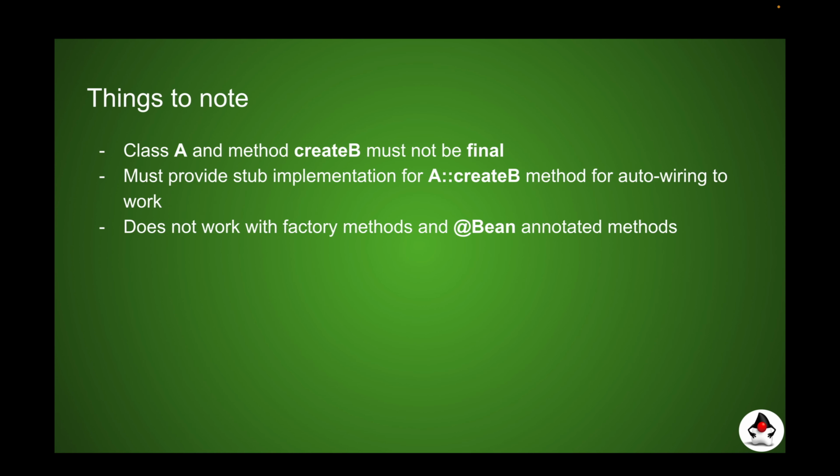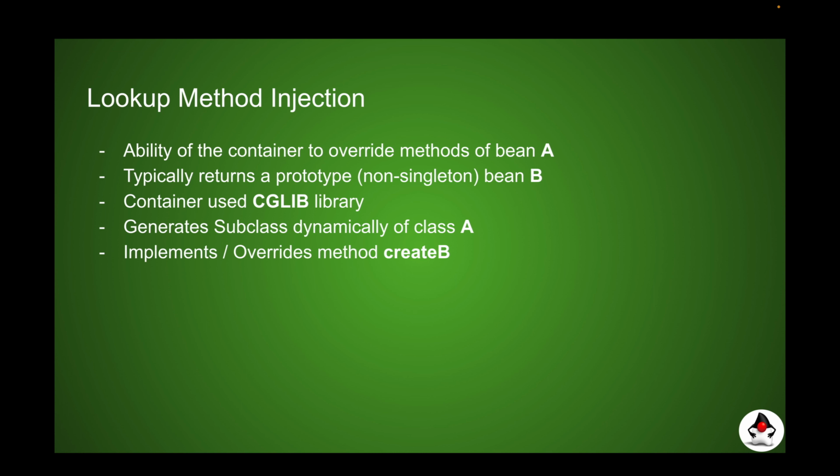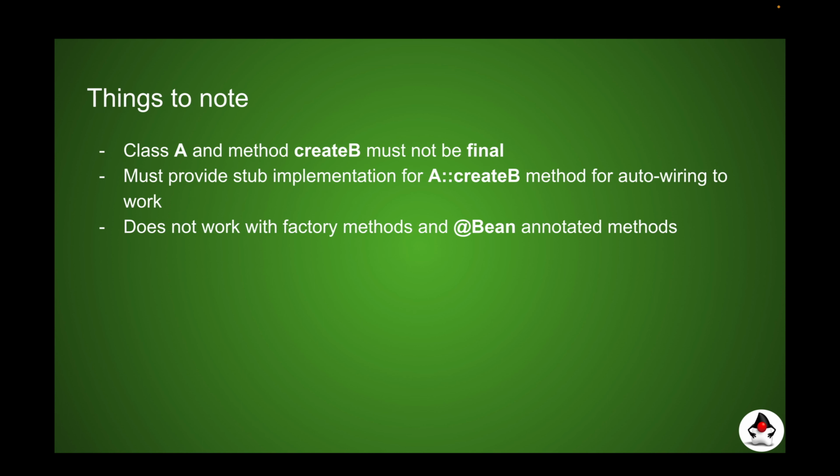Now there are some things to note. First, since the Spring IOC container creates a subclass of class A, that means A cannot be final. Also, it overrides method createB, so the createB method should also not be final. So class A and the method should not be final.